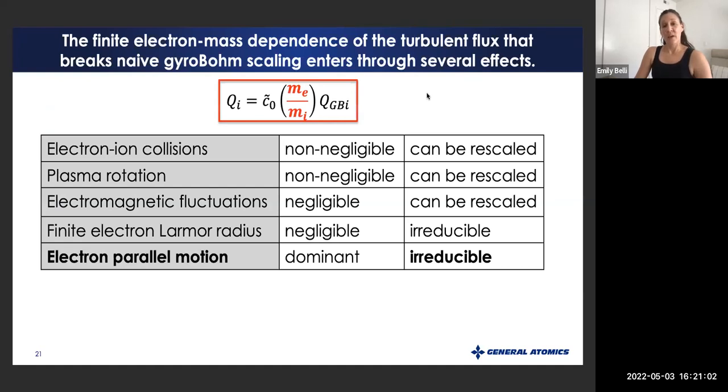So the finite electron mass dependence that gives rise to breaking of naive gyroBohm mass scaling of the turbulent energy fluxes and intrinsic mass scaling of the linear growth rate enters through 5 physically distinct effects: electron-ion collisions, plasma rotation, electromagnetic fluctuations, finite electron Larmor radius, and the electron parallel motion. For the first 3, the apparent dependence on the electron-to-ion mass ratio is effectively reducible by rescaling with respect to the main ion thermal timescale, while the latter 2 are irreducible.